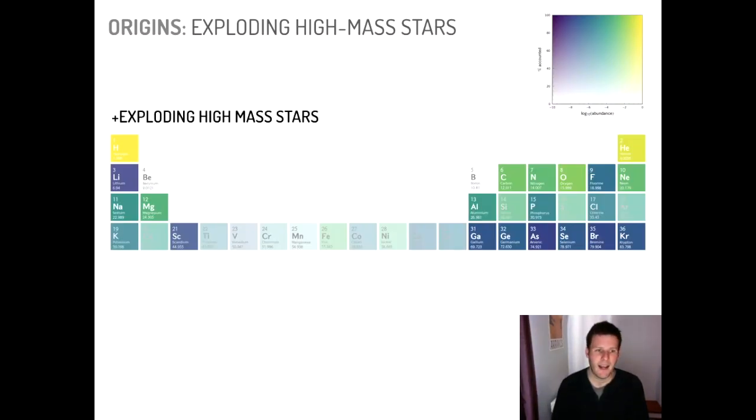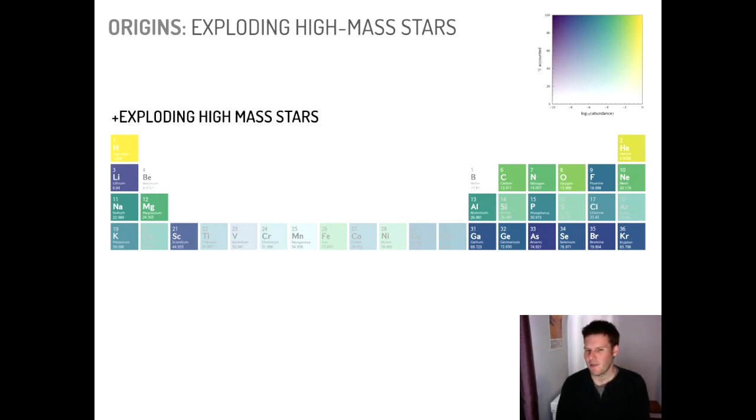So if we now add in to our diagram the exploding high mass stars, we see that we're really beginning to fill in large amounts of the upper part of the periodic table. Okay, so we can see that many of these bits are filled in now. We're even starting to get some of the iron.